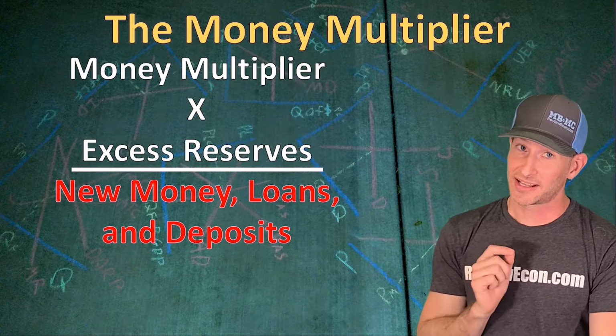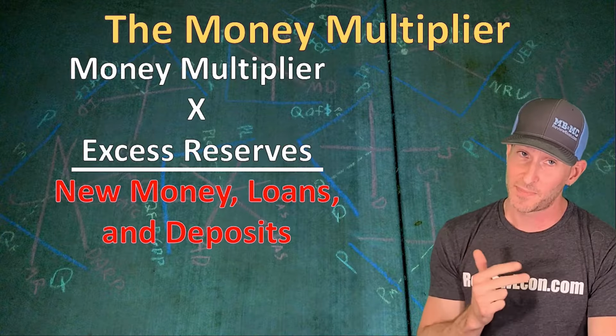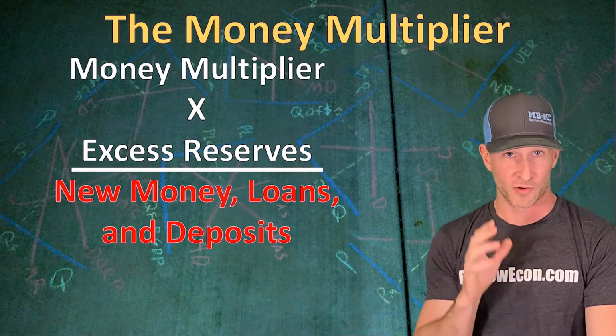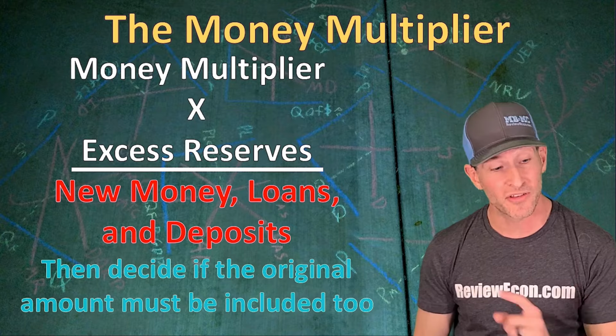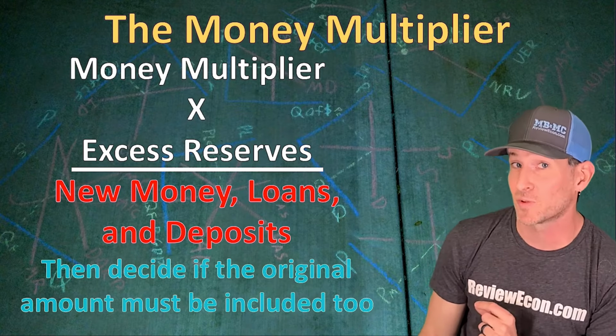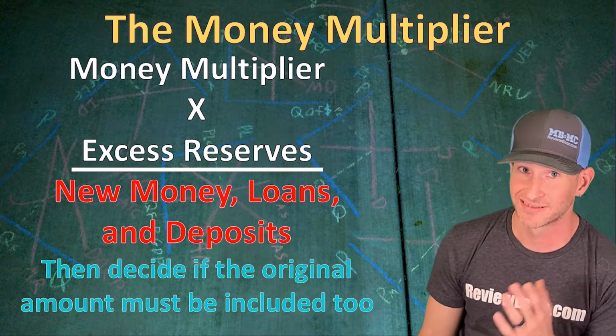Now, after you have calculated that total amount of new money, loans, and deposits, you will also need to look at the original amount and decide whether or not it must be added in as well if it's part of the question. Let me show you an example.